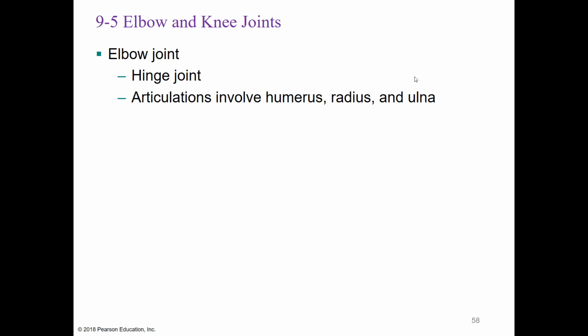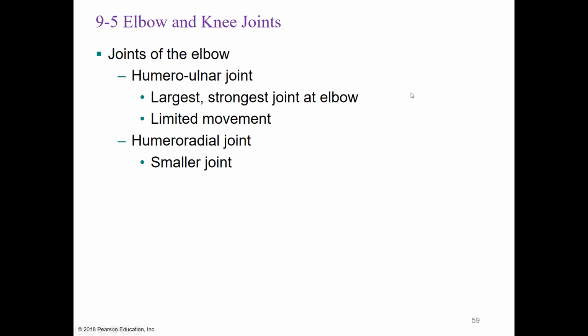The elbow joint, again, is a hinge joint, which means it's monaxial, and the articulation or joint involves the humerus, which is the upper arm bone, and the bones of the forearm, the radius and ulna. So at the elbow, we see the humero-ulnar joint, which is where the ulna joins to the humerus. This is the largest, strongest joint at the elbow. Very limited movement. Remember, we're just monaxial. Humero-radial joint is where the humerus comes together with the radius. This is a smaller attachment.